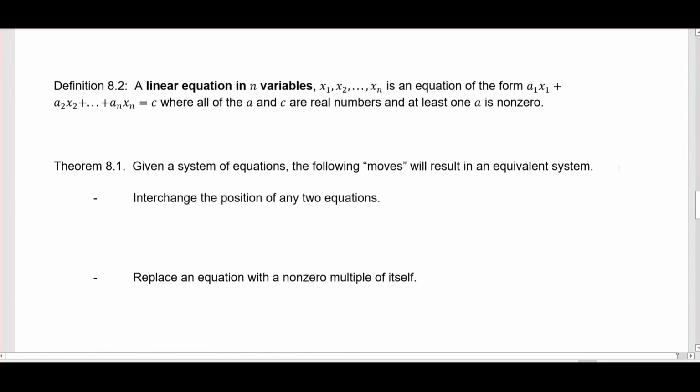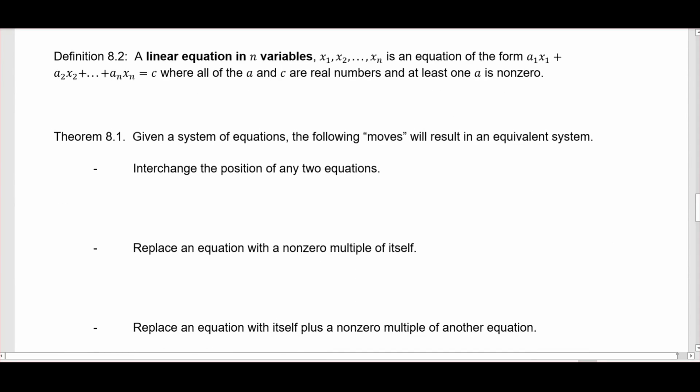So now we get to make it just a little more difficult. A linear equation in n variables, so more than 2, is an equation of this form where all the a's and c's are real and at least one of these a's is not 0. Usually our variables are going to be x, y, z, or w, x, y, z. Maybe they'll be a, b, c, d. We have to use these subscripts in our definitions because there could be more variables than there are letters in the alphabet. So that's something we've got to take into account.